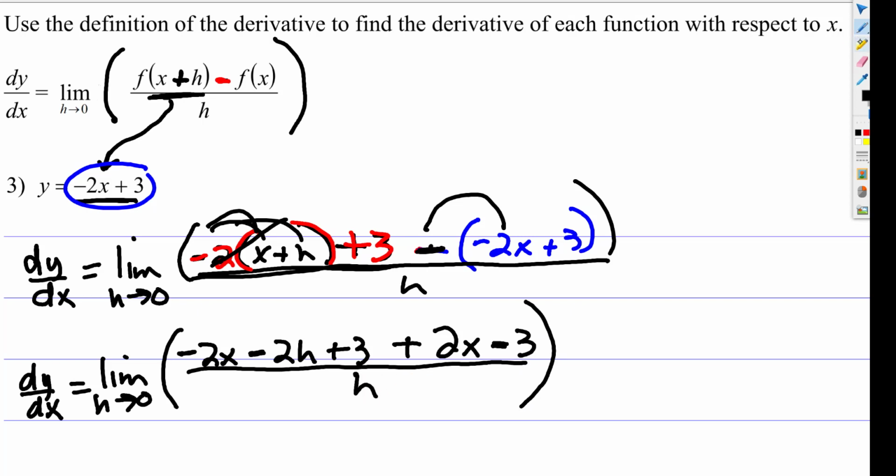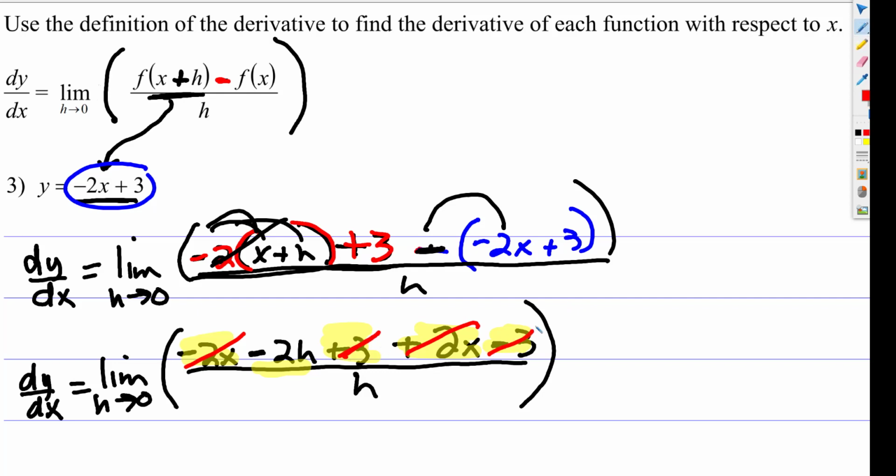And now we're going to simplify more. So we're going to see if there's anything we can combine or cancel. There's a negative 2x, an h, a 3, and a positive 2x. So those cancel each other out. And what else do we have? We have a negative 2h. In the numerator, there are no more h's. We have a positive 3 and a negative 3.